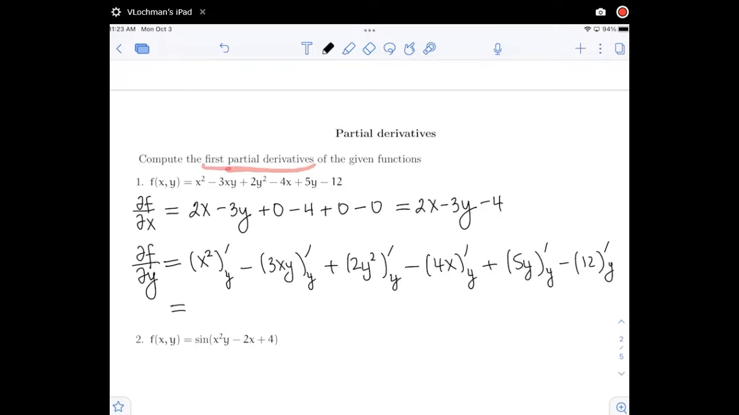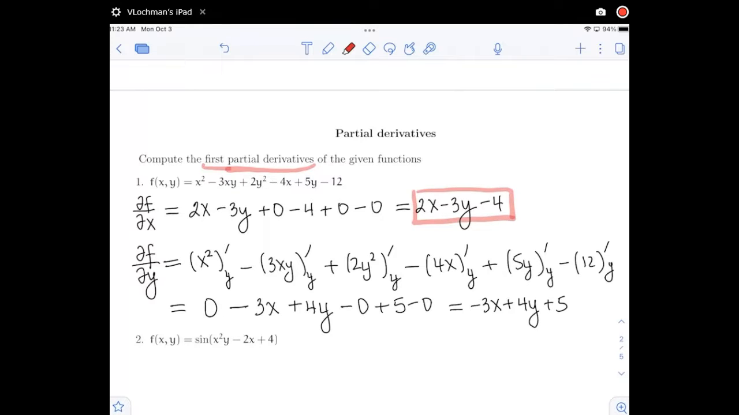Okay, so let's see. x squared, that's a constant, right? So that's 0. Minus, let's see, what do we get here? 3x is constant, y is a function, so that's minus 3x. 2y squared, prime of that, 4y. Next one is 4x prime with respect to y, so that's the derivative of a constant, that's 0. Here we get 5, and here we get 0. So what do we have? Negative 3x plus 4y plus 5. Now let me highlight these.